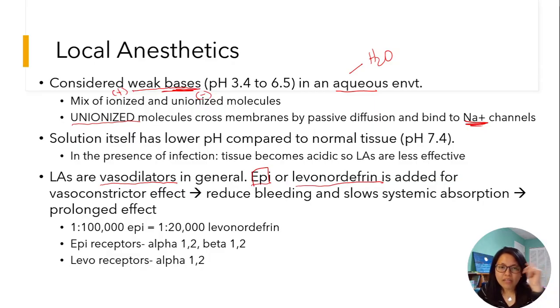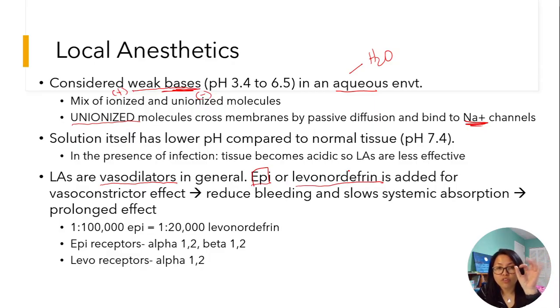Now, what is the benefit of having vasoconstrictors? One, vasoconstrictors would reduce bleeding locally in the area where the local anesthetic is deposited. Second, vasoconstrictors can also slow down systemic absorption. How?